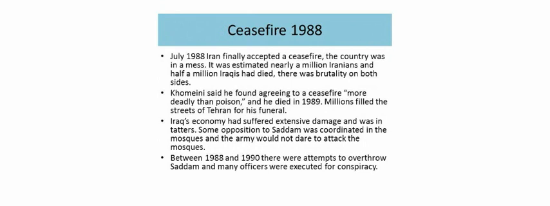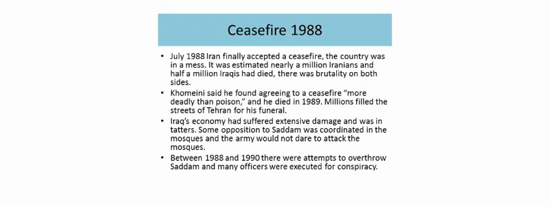The country is a mess. It's estimated that nearly 1 million Iranians and 500,000 Iraqis had died. There was brutality on both sides. Khomeini said that he found agreeing to the ceasefire more deadly than taking poison, and he died in 1989. Millions filled the streets of Tehran for his funeral. Iraq's economy had suffered extensive damage and was in tatters.